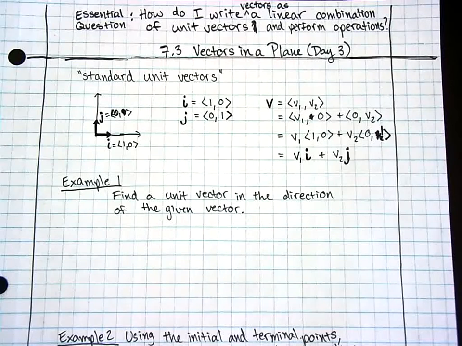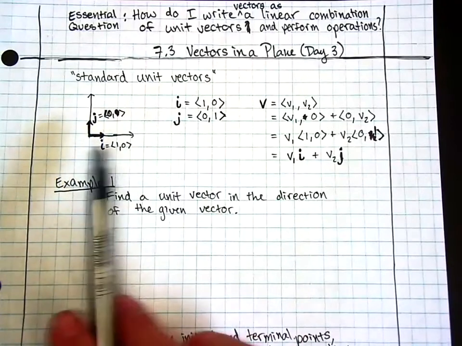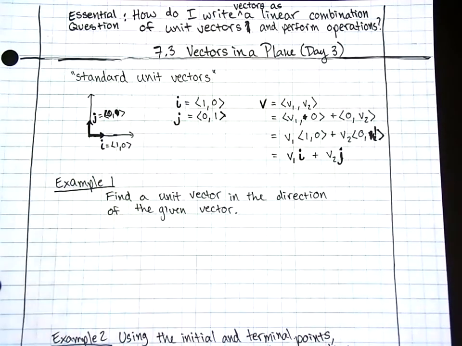We're doing 7.3 vectors in a plane, and this is day 3. The essential question for today is how do I write vectors as a linear combination of unit vectors and perform operations with them? First off, we are going to start off by writing in standard unit vectors, and you need to know what they are. So jot all of this down as I go ahead and explain it.